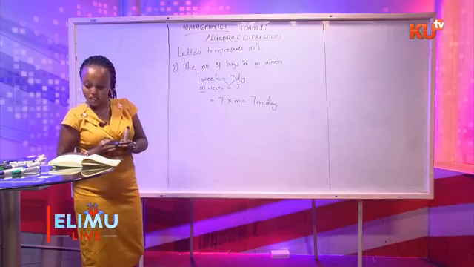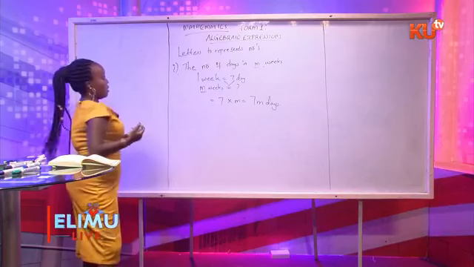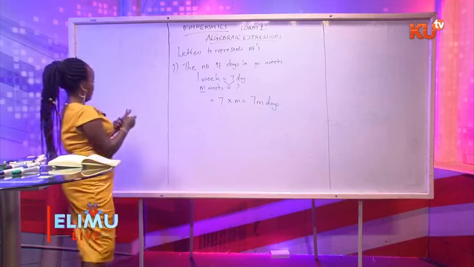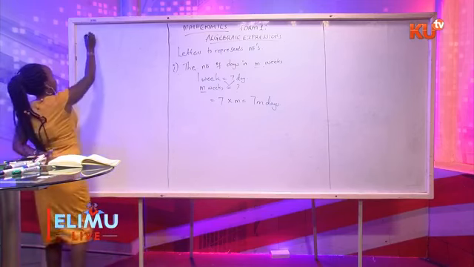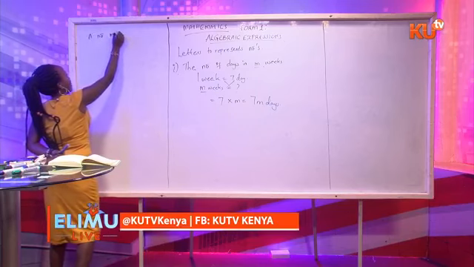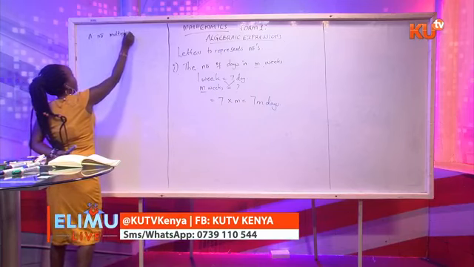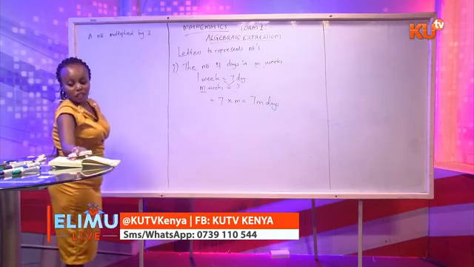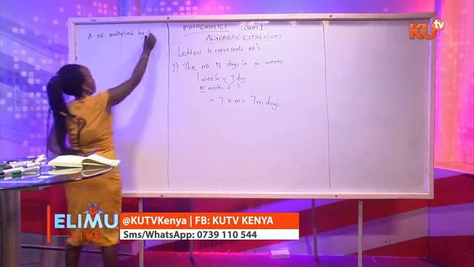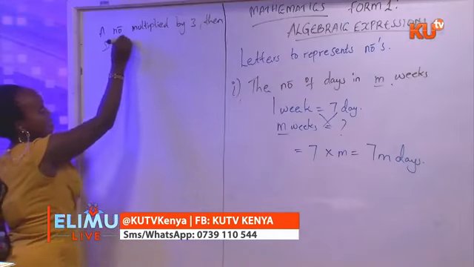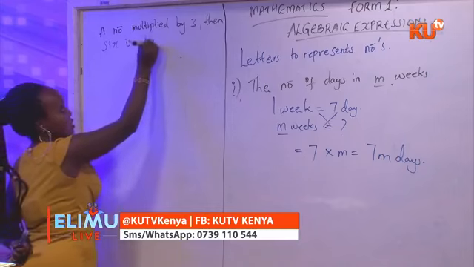Let us look at another example whereby you can be told, find the expression expressed by a number multiplied by 3 and then 6 added to the result. We are given that a number multiplied by 3, and then 6 is added to the result.